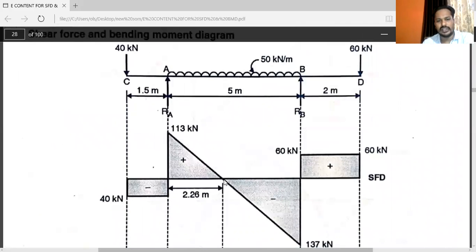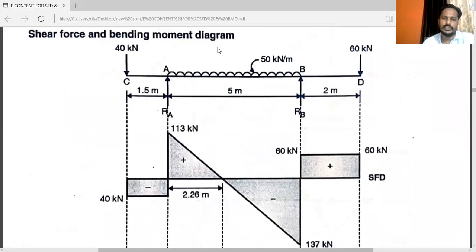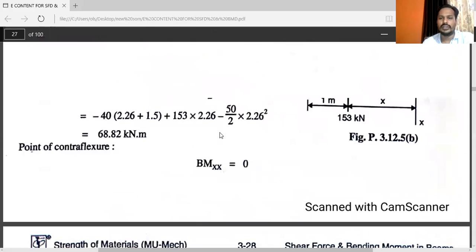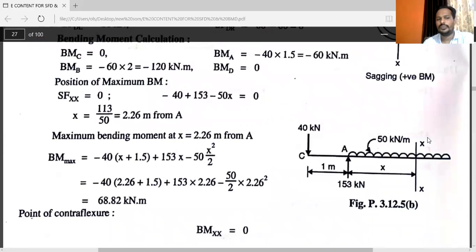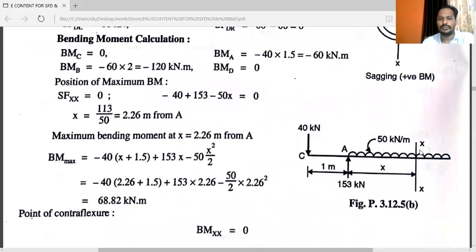So we will extend that line here and we'll consider that is X section. Here you can see the diagram. Here we have taken XX section. This load is 40 kilonewton. This one is A. This one is the XX section. And shear force at XX is equal to 0.